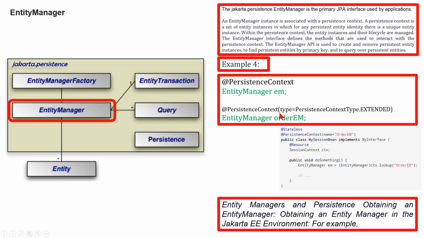The unitName element may optionally be specified to designate the persistence unit whose entity manager factory is used by the container. The semantics of the persistence context synchronization type are defined by the two types. For example, here a JNDI lookup of an entity manager is illustrated.